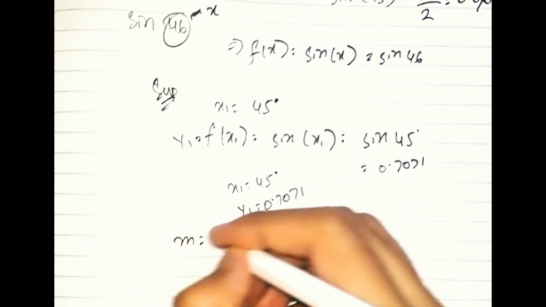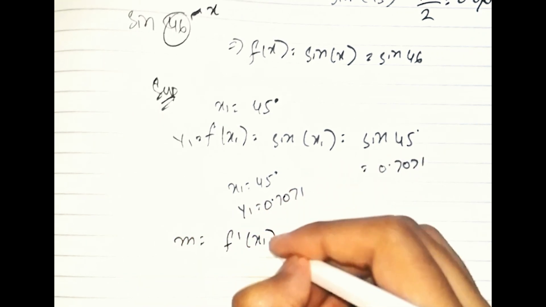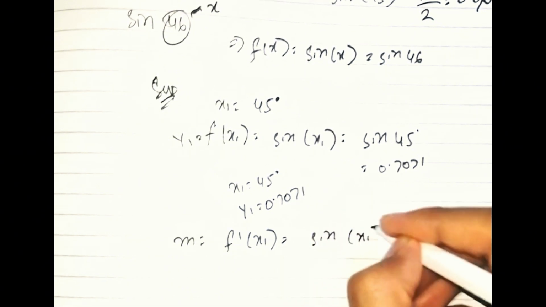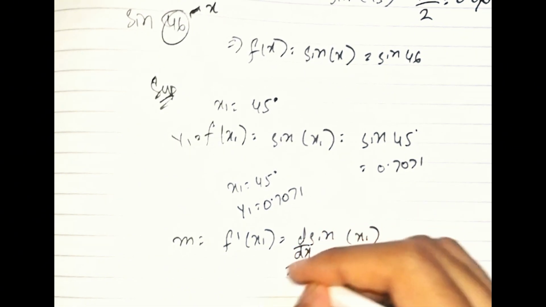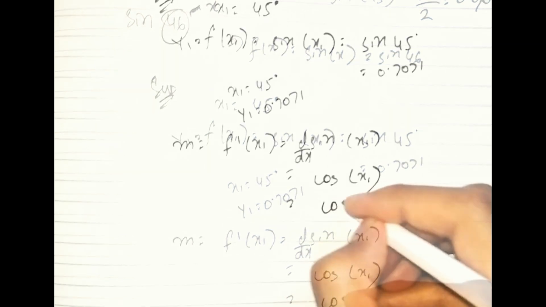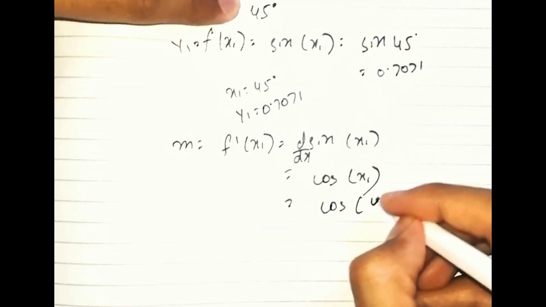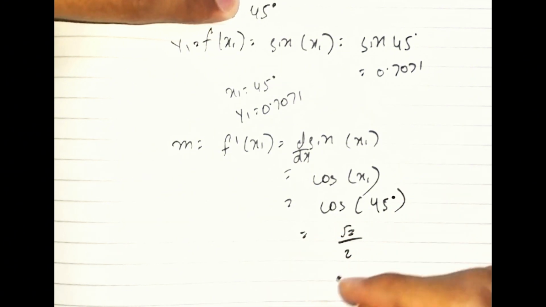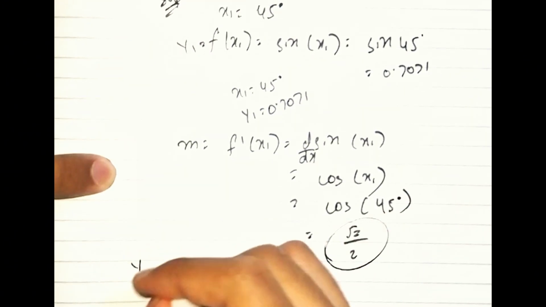So let's find the value of slope, the first derivative at x1. The derivative of sine x1 is actually cos x1. What is the value of x1? It is 45 degrees. So cos 45 degrees is again square root 2 divided by 2. Now we can put these things into the point slope form.